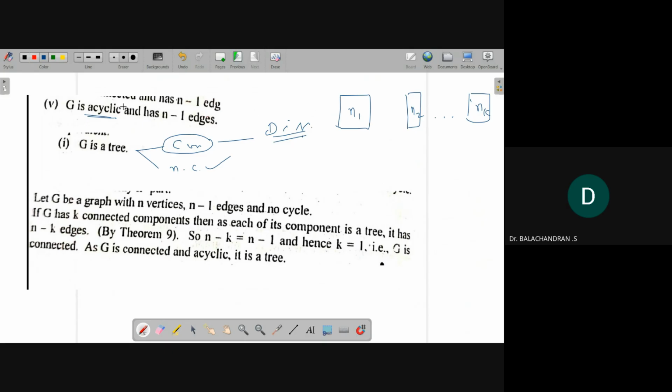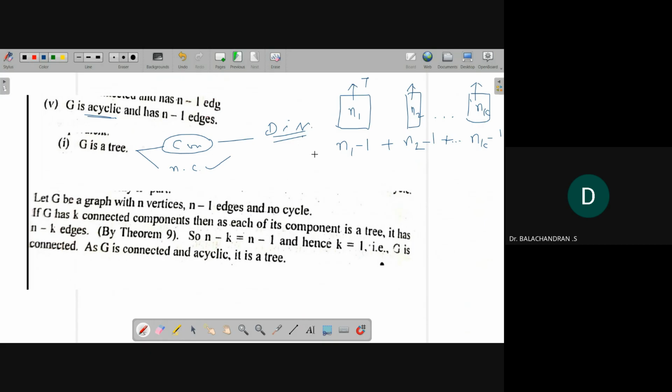has no cycle because G is acyclic, and hence each component has no cycle. Connected plus no cycle implies each one is a tree. A tree with n1 vertices has n1 minus 1 edges. Similarly, a tree with n2 vertices has n2 minus 1 edges, and so on. The tree with nk vertices has nk minus 1 edges.